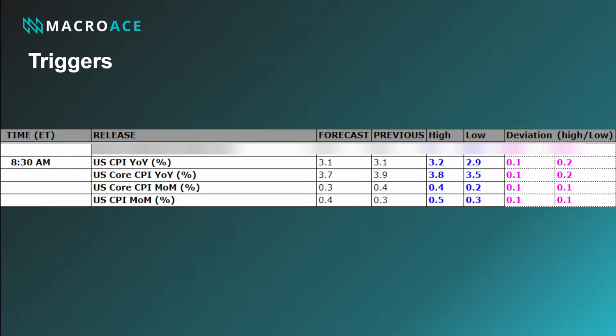Oof. Can we go back to 2021 CPI reports? Yeah. You can only wish, but I don't think Americans would want to live with that kind of inflation, and neither would anyone in the UK or Europe. All right.